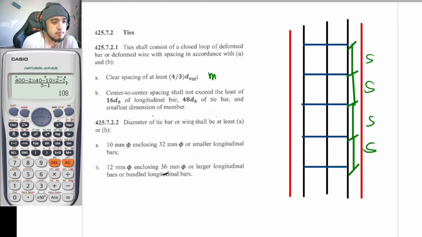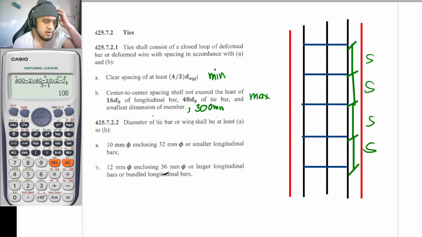So this is to be the minimum. And as for letter B, the center to center spacing shall not exceed the least of 16 dB or 48 dB. So with that, guys, this is now to be your maximum. And it is not included here, but we must also take note that the other maximum should be 300 mm. So aside from 48 dB and 16 dB, we must have 300 mm as our other limit.